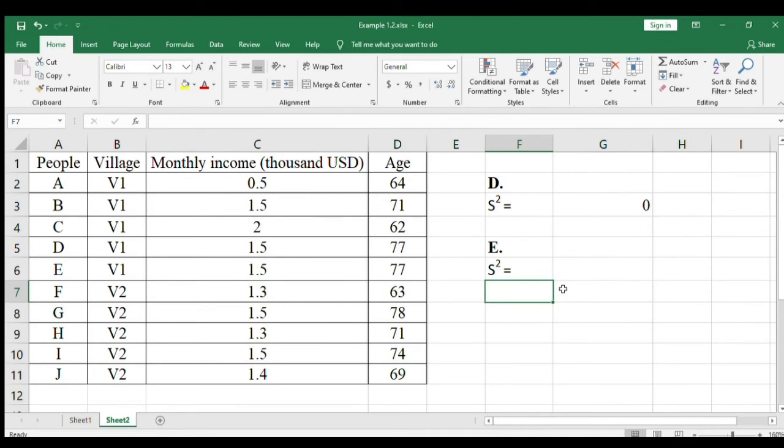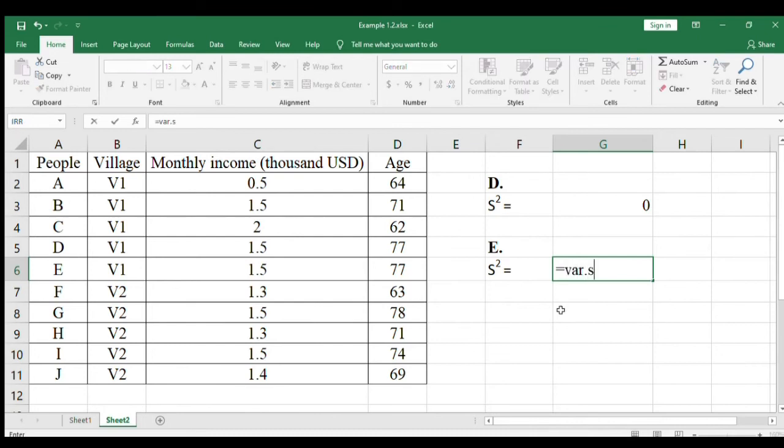And question E is the same as question D. We will calculate the sample variance of the income of the 3 oldest people living in village V2. We use the same function var.s to calculate the sample variance, and we choose the income of the 3 oldest people in village V2. So we choose the income of person G, person I, and person H. Okay, the 3 oldest people in village V2.